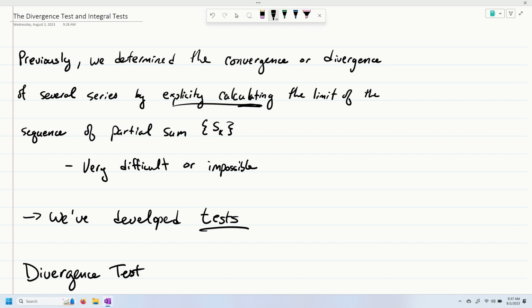Now, the first test that we're going to go over is the divergence test. But there are other tests like the integral test, and within the integral test, you have a p-series, there's the comparison test, there's the alternating series test, there's the ratio and root test. So there's all these other tests that we have to answer the simple question, does this series converge or diverge? So let's begin with the divergence test.